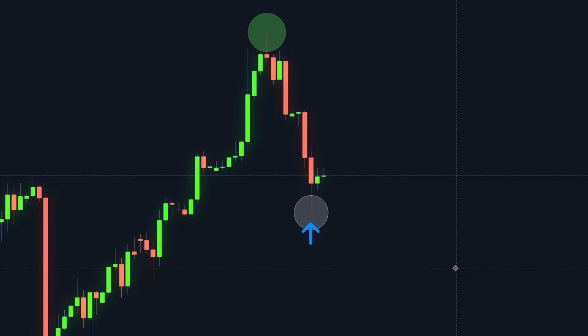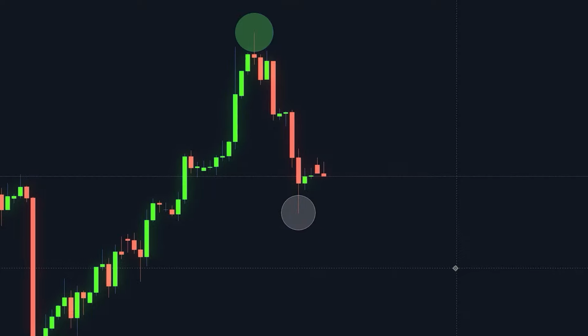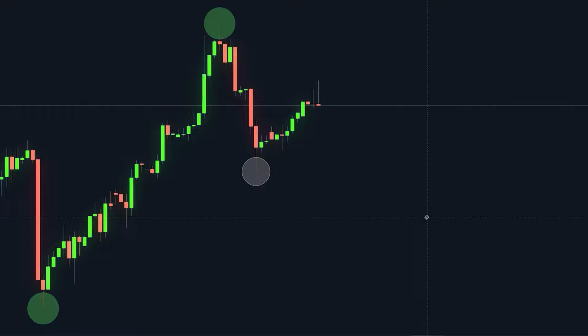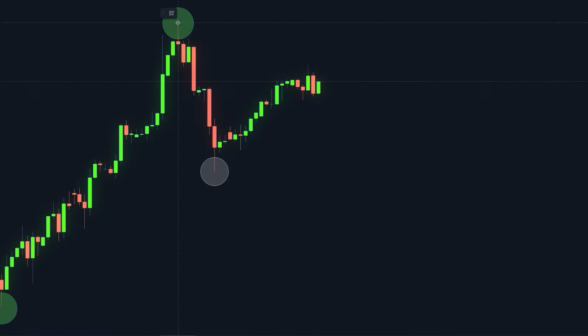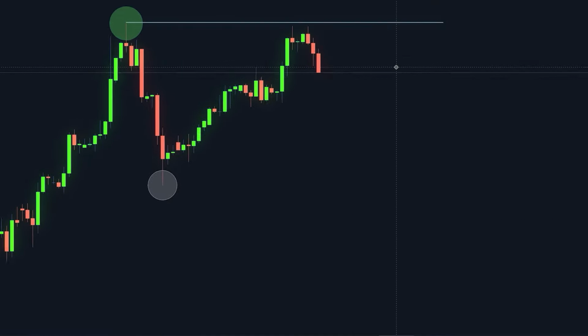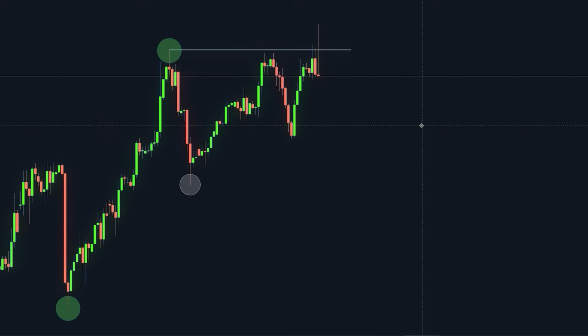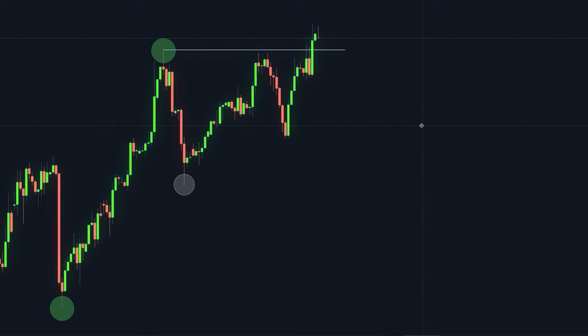Now to confirm this low, we need to find the next possible high. Remember, the next high in an uptrend will be above the previous high, so called a higher high. As we expected, the price breaks above the previous high. As we learned, this is called a breakout structure, or BOS. Once the price breaks above the high, we can look for the next possible high.